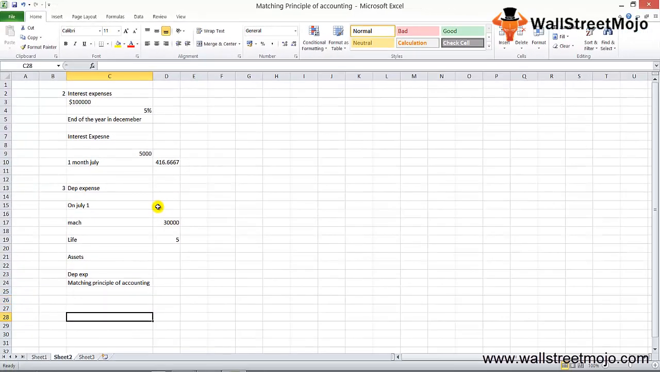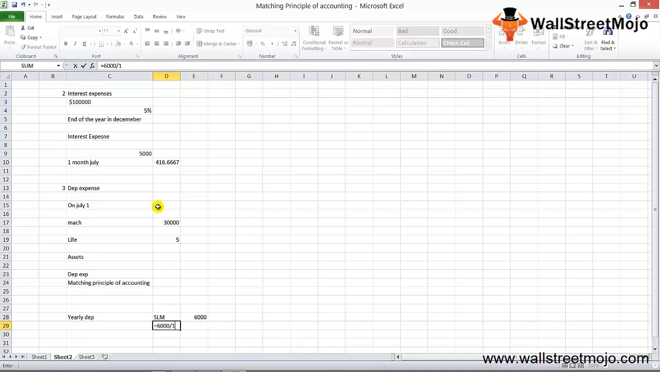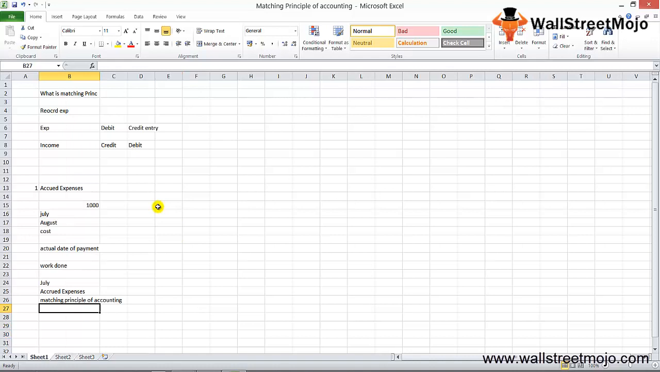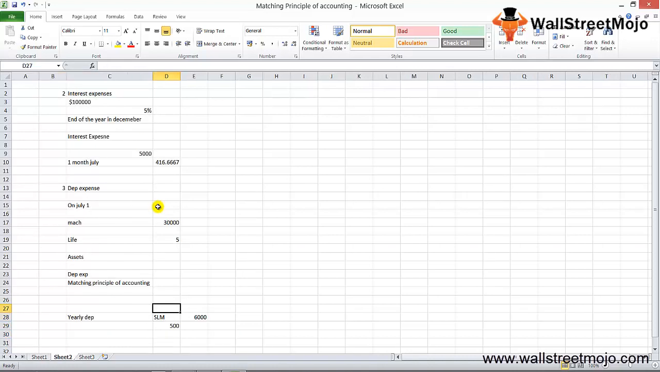So for recording the depreciation expense as per the matching principle of accounting, you can calculate the yearly depreciation by the straight line method, that is the SLM method of accounting. So what you can do is record it as 30,000 divided by 5, which gives you 6,000 per year. So the depreciation expense charge for the month of July is going to be 6,000 divided by 12. That comes down to 500. So these were some examples of accrued expense, interest expense, and depreciation expense.